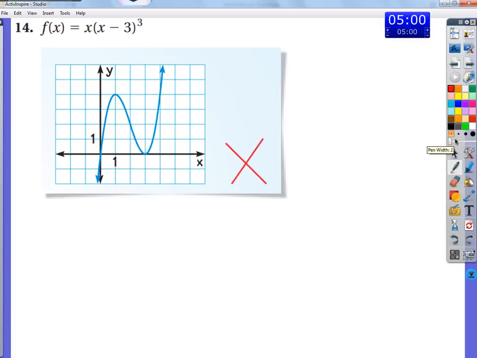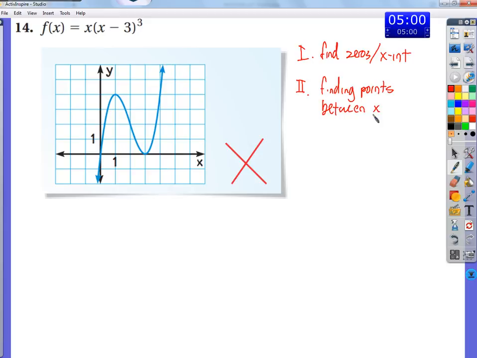So let's review what's helpful in graphing these. One, finding zeros slash x-intercepts. Zeros and x-intercepts are almost exactly the same thing. Okay? Not exactly the same thing, but they're really, really close to being the same thing. Two, finding points between the x-intercepts. Three, end behavior is good to know. And four, connecting with points, of course. It's less helpful and more necessary.